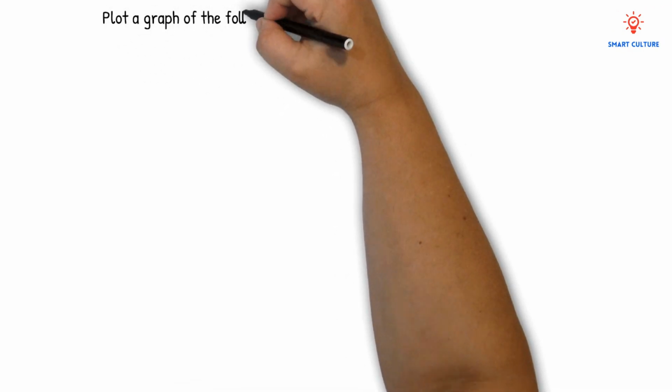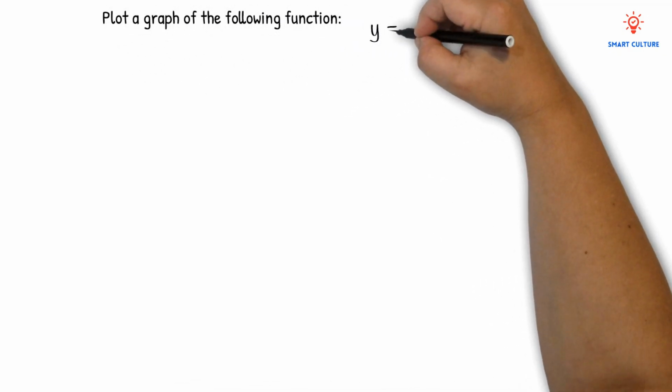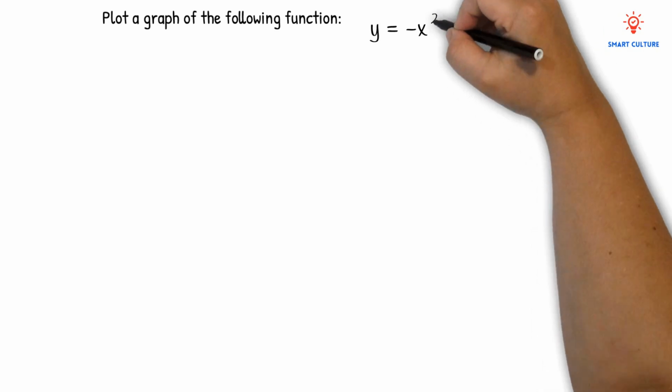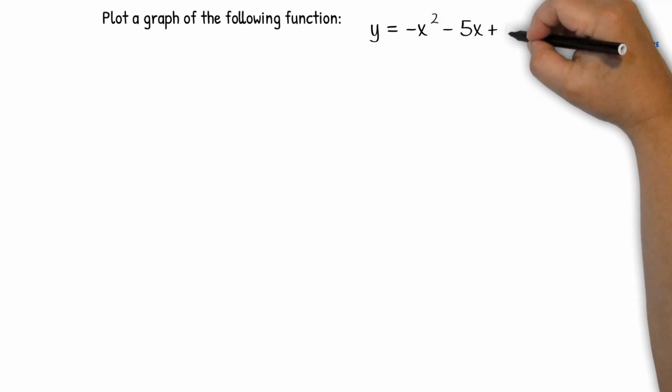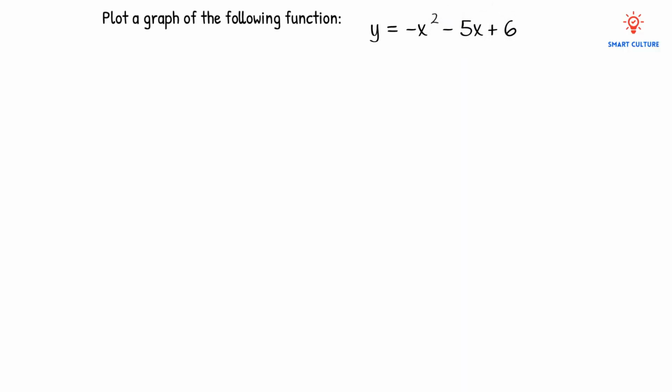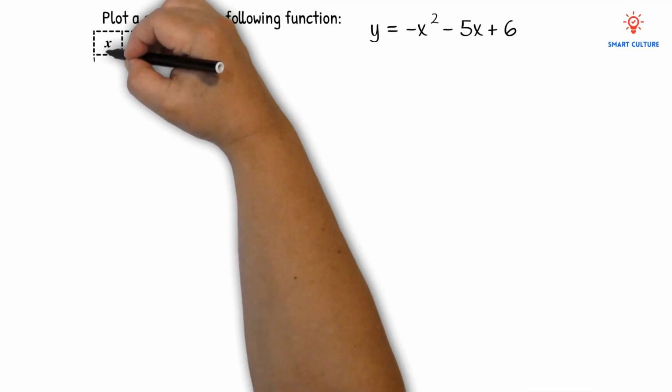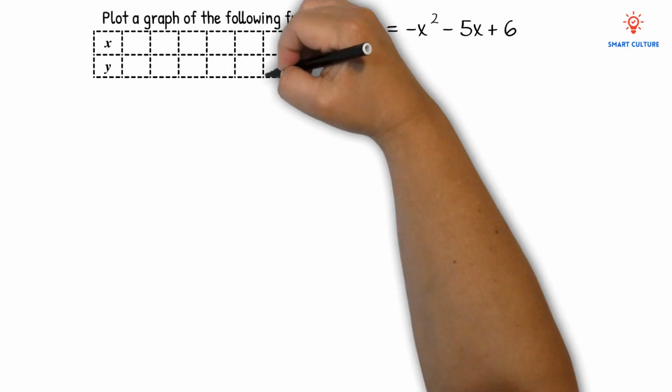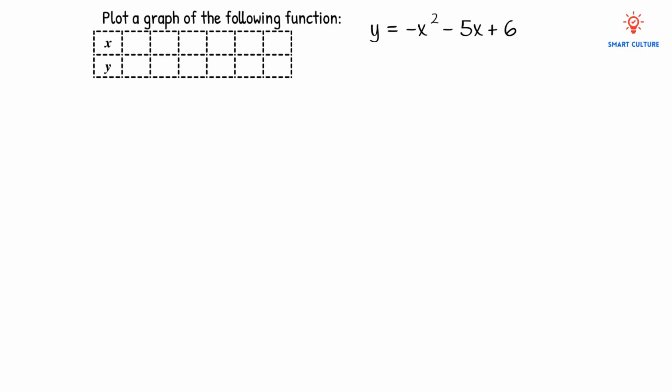Let's take a look at this next example question. Plot a graph of the following function. Y is equal to negative x squared minus 5x plus 6. So as you can see in this case, the leading coefficient has a negative value. Remember, negative leading coefficients result in a downward opening parabola. So it will be a sad face if you want to think about it in a simple way.